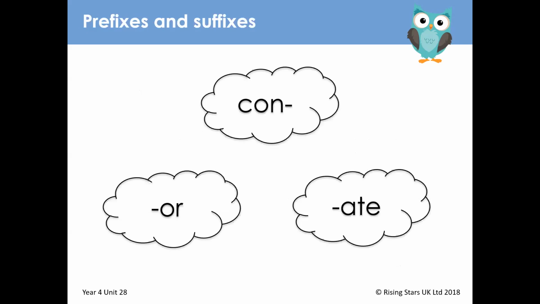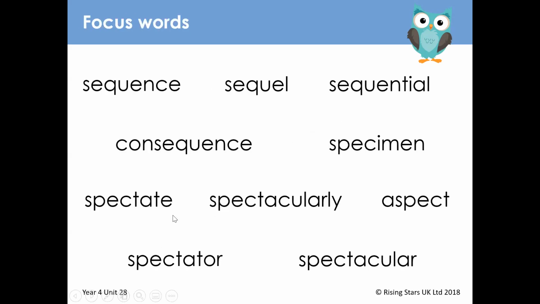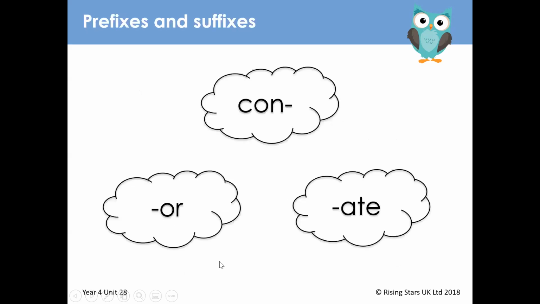So these are some of the prefixes or suffixes of the words as well. Some of the words ended with a suffix in or, so for example, spectator. Some of them had ate or con as a prefix or a suffix.